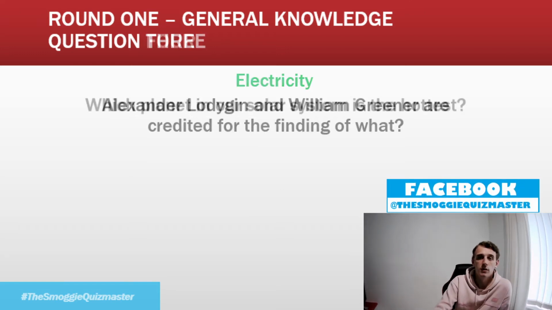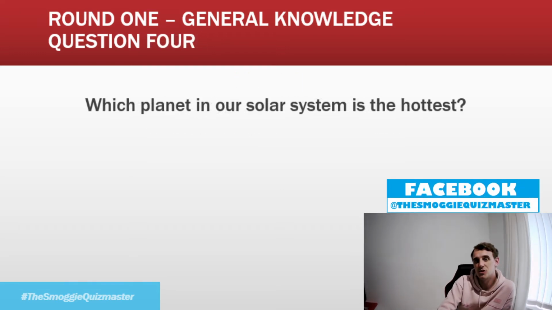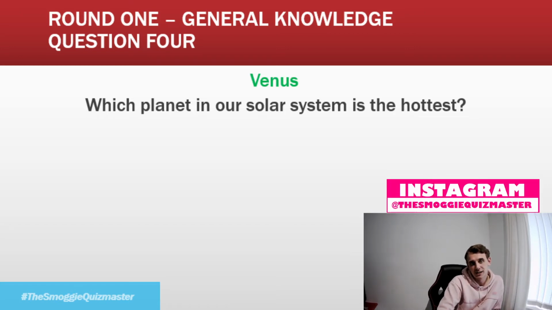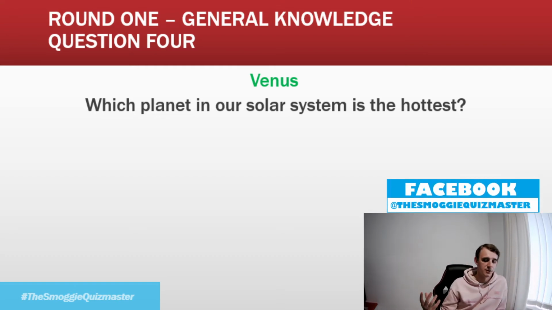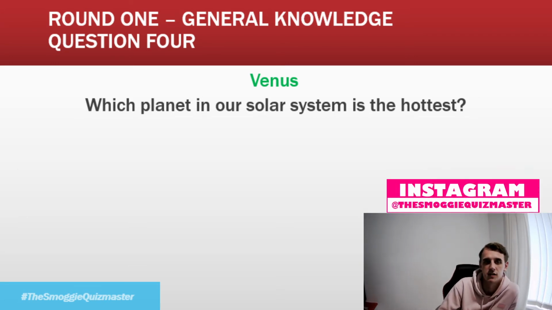Question 4. Which planet in our solar system is the hottest? Has the hottest surface temperature? It is Venus. Although it's not the closest to the sun or anything like that, it's the gas on the planet that causes the heat, and it is the hottest planet in our solar system.